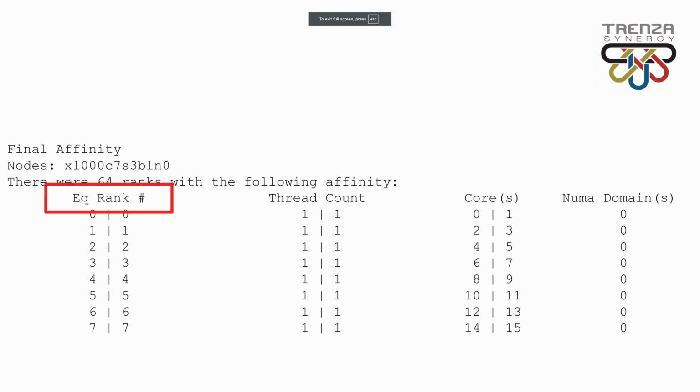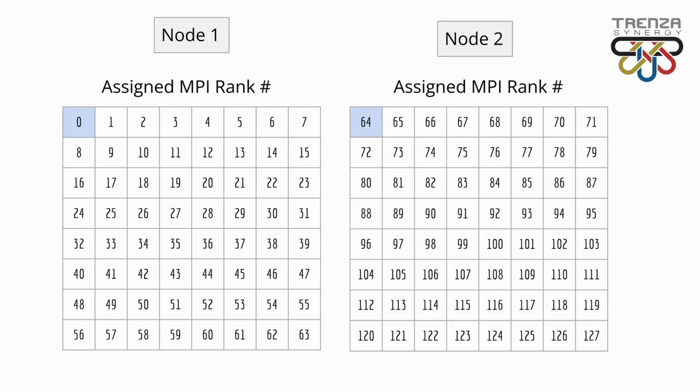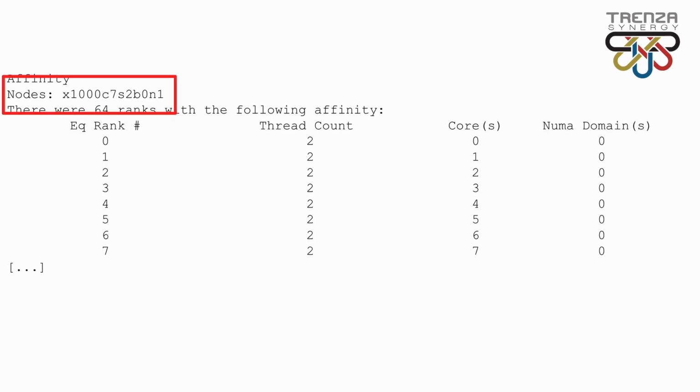Notice the rank column is labeled as EQ rank number, or equivalent rank number. That is because if you are performing a run with multiple nodes, typically each node will have the exact or almost the exact affinity. If you have a run with 2 nodes with 64 ranks for each node, the first rank of the second node may be labeled as rank 64, but it behaves the same as rank 0 on the first node. Instead of displaying different affinity results for each node, we group affinity results together and renumber the ranks with equivalent rank numbers. The line that says nodes will list all the nodes with the same affinity results.